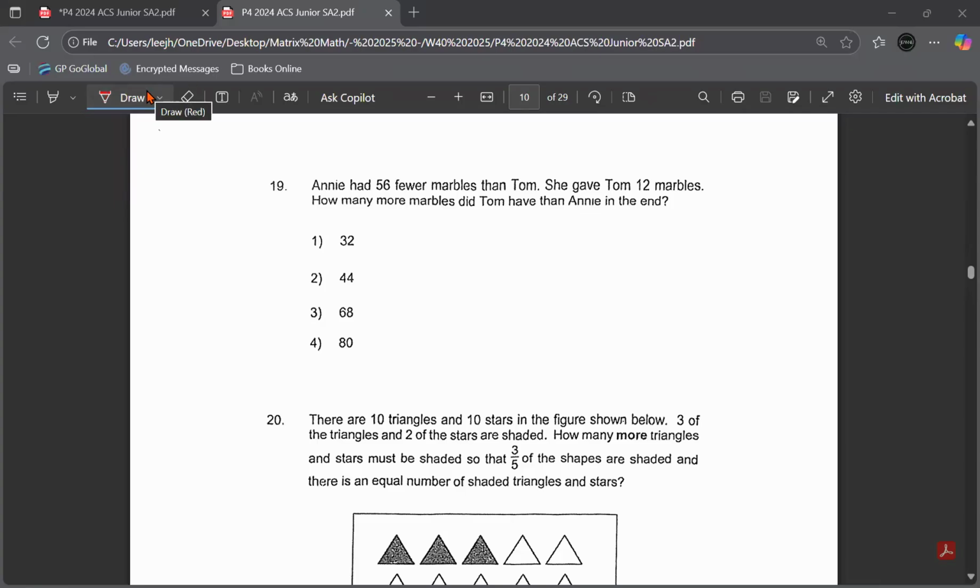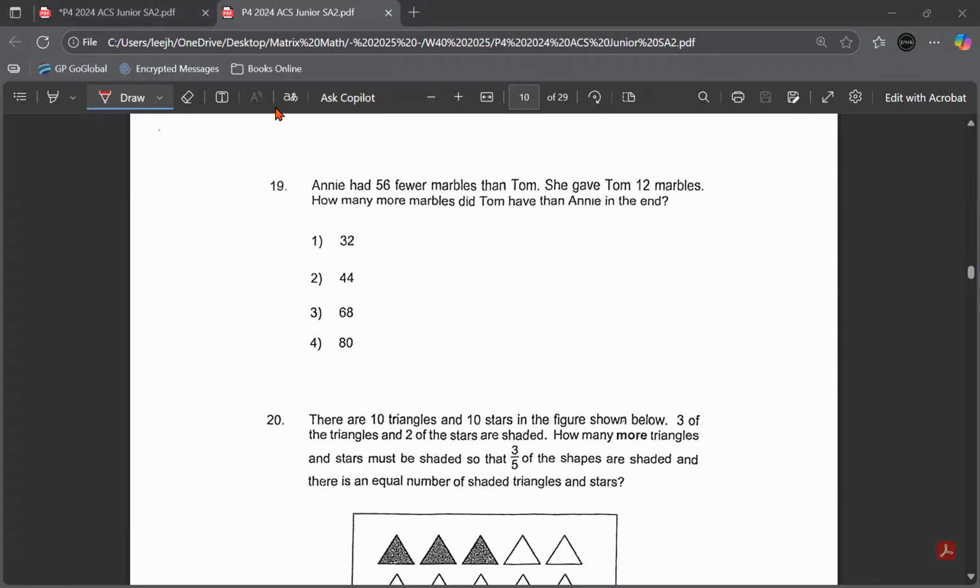Okay, question 19. So wait, this one is not disappearing on your wall. Okay, question 19. Annie had 56 fewer marbles than Tom. She gave Tom 12 marbles. How many more marbles did Tom have than Annie in the end?